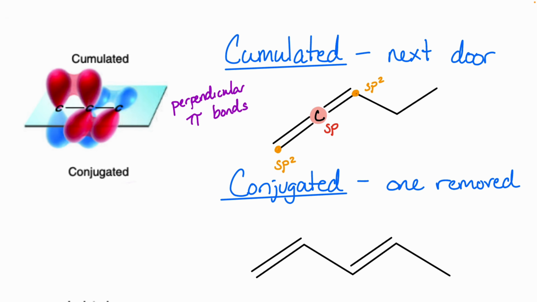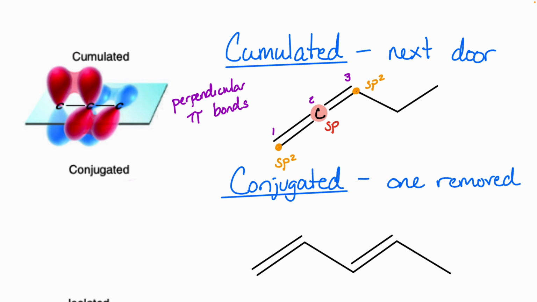If I label carbons 1, 2, and 3, paying specific attention to carbon 2, notice that it has one p orbital going up and down, forming this pi bond over here. But it's got another p orbital going into the page and out of the page, forming its second pi bond. So these two pi bonds are perpendicular to one another.